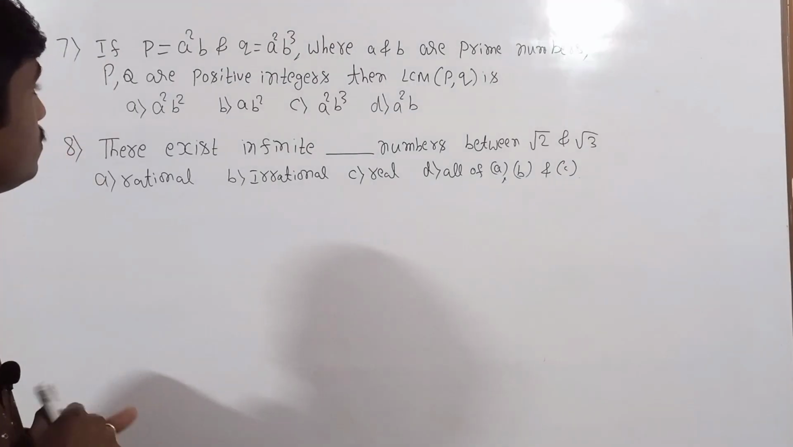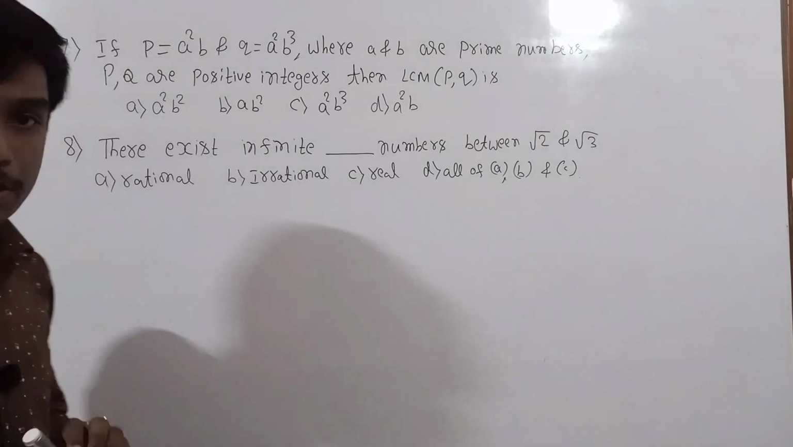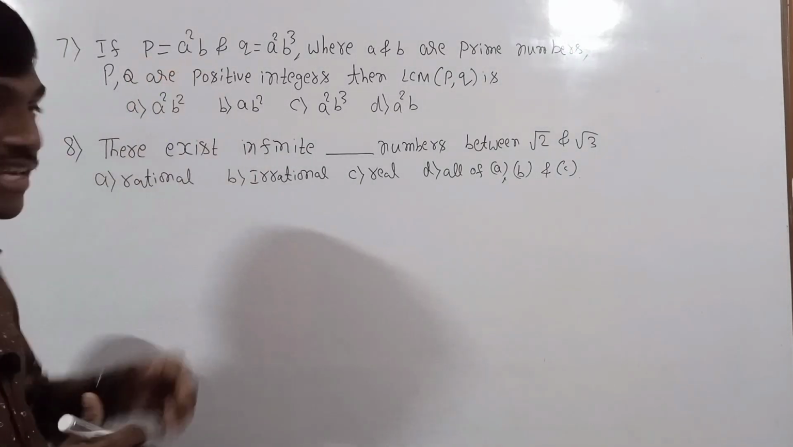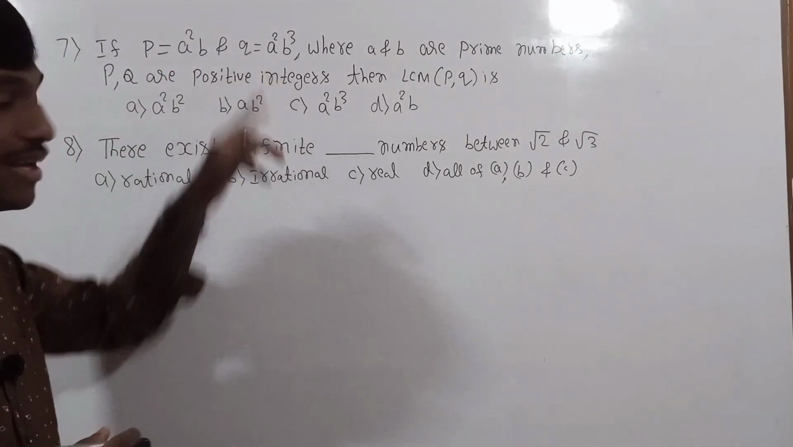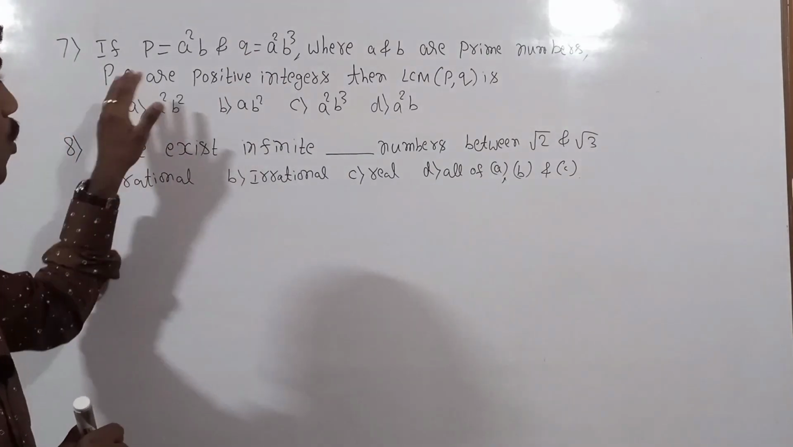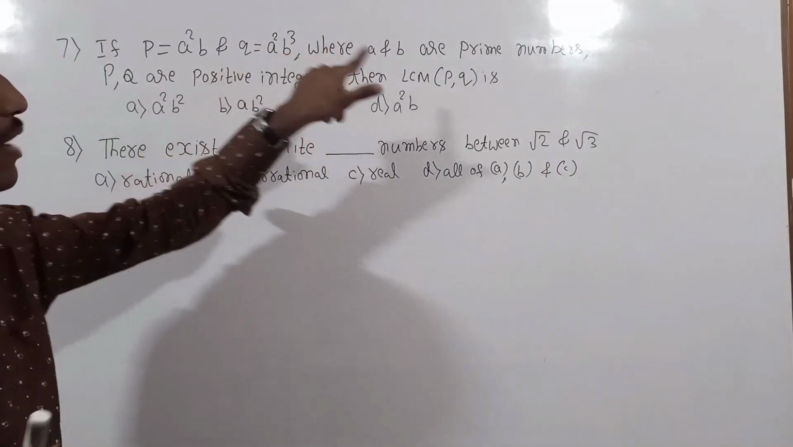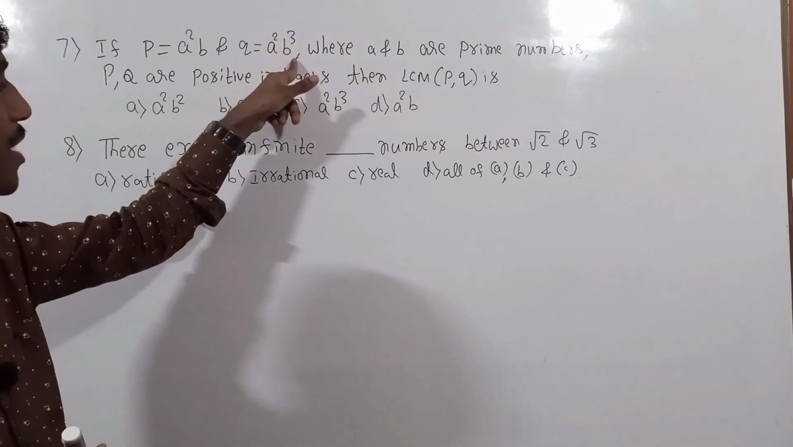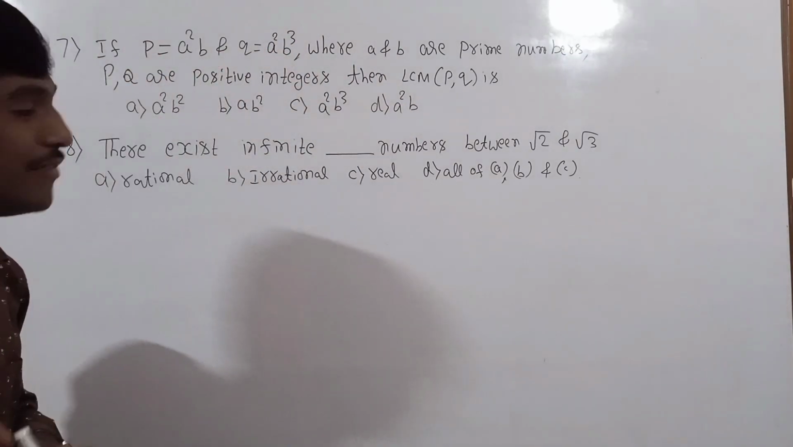Okay, now in this question they have given P and Q. P as a square b and Q as a square b cube. Here a and b are called prime numbers. That is, a and b are prime numbers and P and Q are some positive integers.